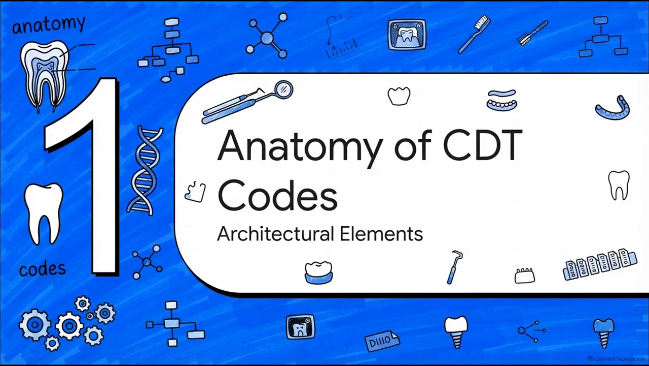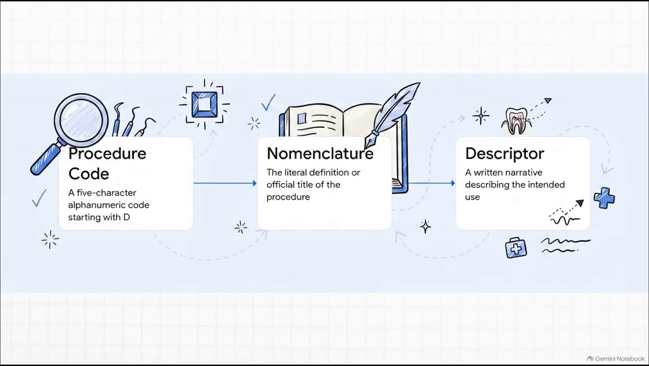All right, section 1, the anatomy of CDT codes. To navigate the manual effectively, we have to zoom all the way in on the smallest unit of data. Every standard CDT code entry is built on 3 distinct architectural elements. Step 1 is the procedure code itself. This is always a 5-character alphanumeric code starting with the letter D, like D1351, for example. Step 2 is the nomenclature, which is the official title. And step 3 is the descriptor, a detailed clinical narrative.